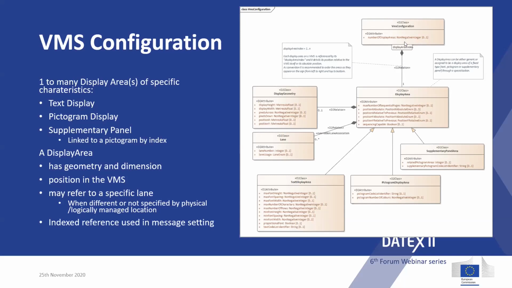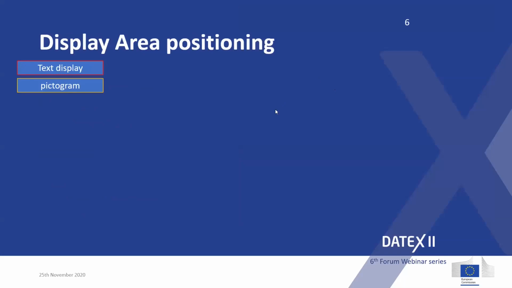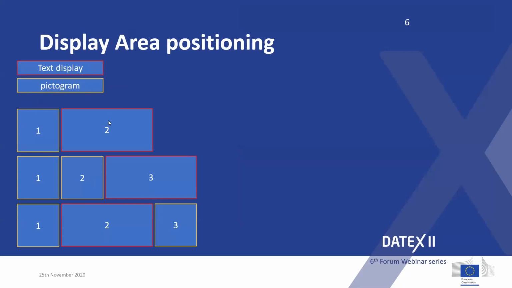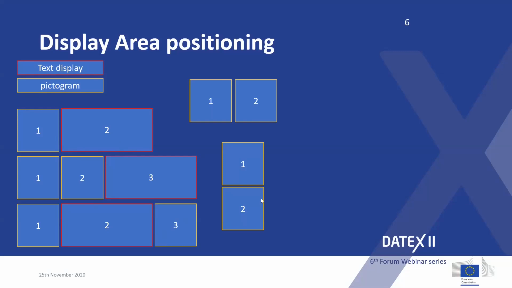The same index that we use in a display area will be used as a reference in the VMS message setting. So when we address a display area setting in the VMS message, we refer to this display area index. How do we manage this index and the display area positioning? There is a convention we assume, of course. If we have text display or pictogram, the standard VMS pictogram and text are managed left to right: 1, 2, 1, 2, 3, 1, 2, 3. If we have a vertical position, it is up to bottom.